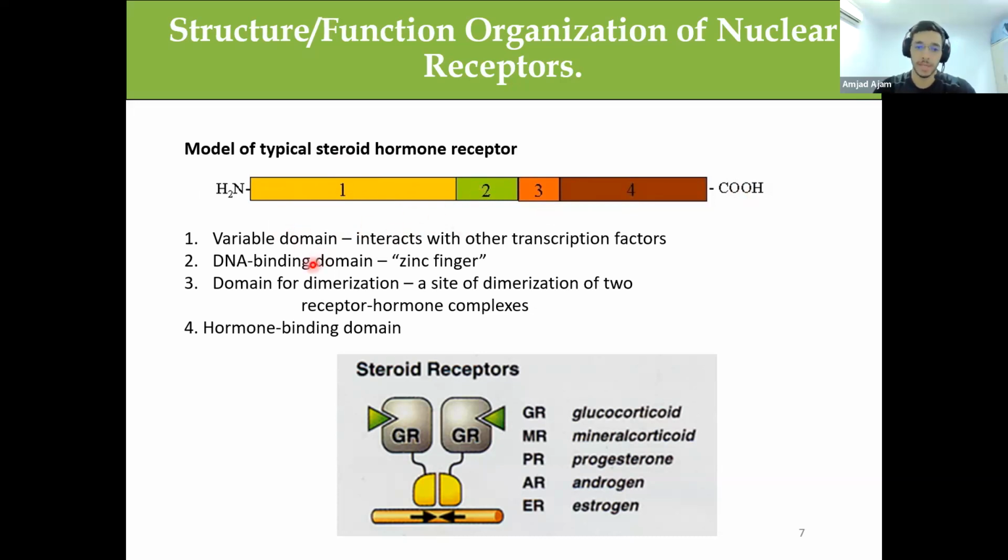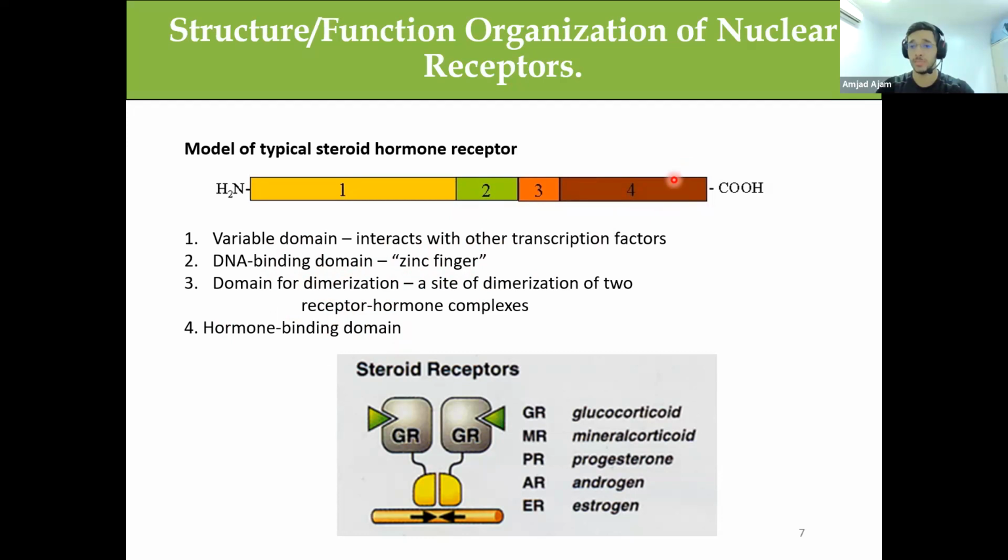Number two, we have the DNA binding domain, which is the zinc finger, which is very important, and you have to know it. The DNA binding domain. So this region here, once it enters the nucleus, it will bind to the DNA through this region, the DNA binding domain. Number three is the domain for dimerization, and I will explain what dimerization means. And number four is the hormone binding domain. So when the hormone comes from the blood and enters the cell, it will bind to its receptor through this region, number four.